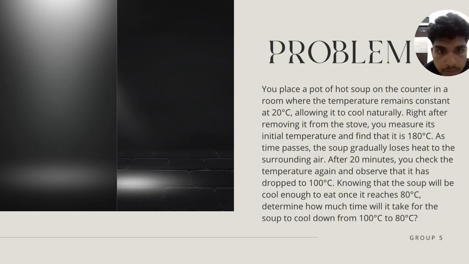Okay, problem. You place a pot of hot soup on the counter in a room where the temperature remains constant at 20 degrees Celsius, allowing it to cool naturally. Right after removing it from the stove, you measure its initial temperature and find that it is 180 degrees Celsius. As time passes, the soup gradually loses heat to the surrounding air. After 20 minutes, you check the temperature again and observe that it has dropped to 100 degrees Celsius. Knowing that the soup will be cool enough to eat once it reaches 80 degrees Celsius, determine how much time it will take for the soup to cool down from 100 degrees to 80 degrees.